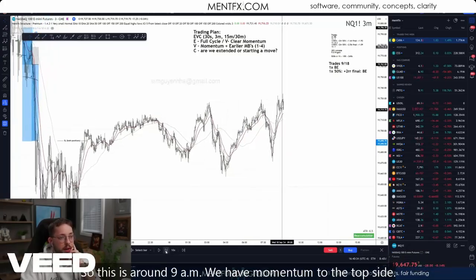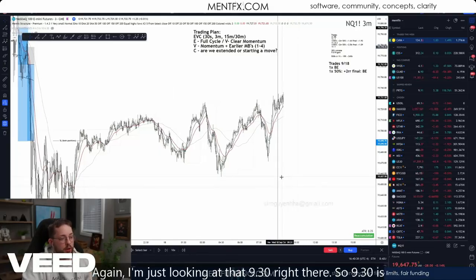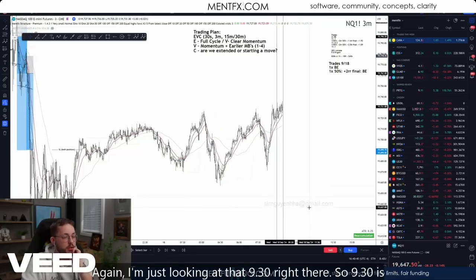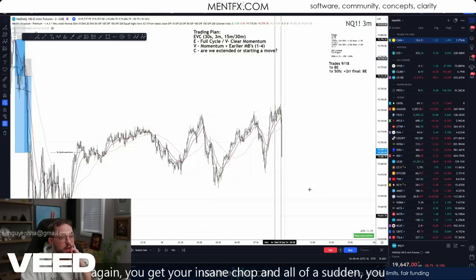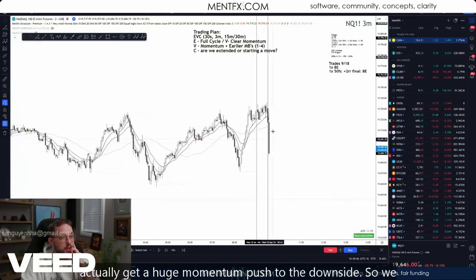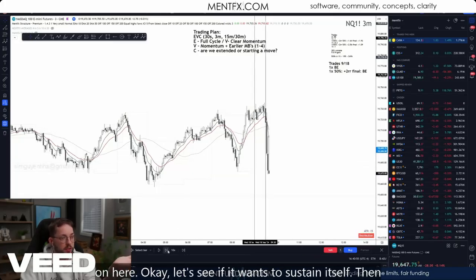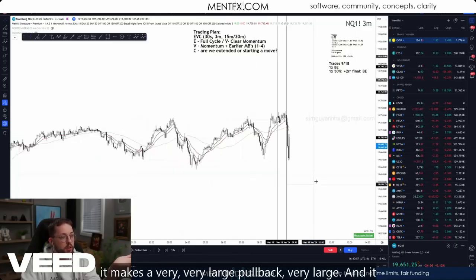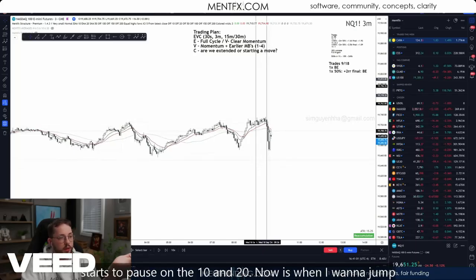So this is around 9 a.m. We have momentum to the top side. Again, I'm just looking at that 9:30 right there. So 9:30 comes along, and again you get your insane chop, and all of a sudden you actually get a huge momentum push to the downside. So we start the potential of a bearish-based move of what's going on here. Okay, let's see if it wants to sustain itself. Then it makes a very, very large pullback, and it starts to pause on the 10 and 20.